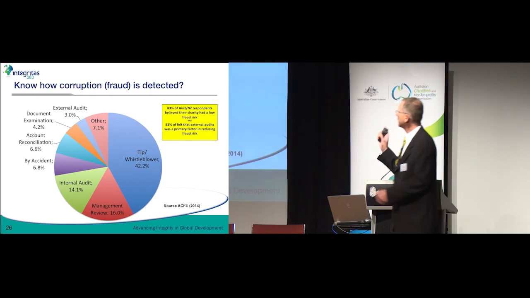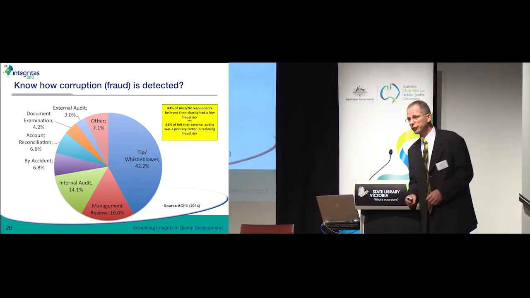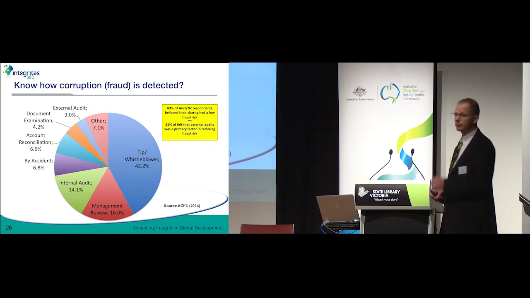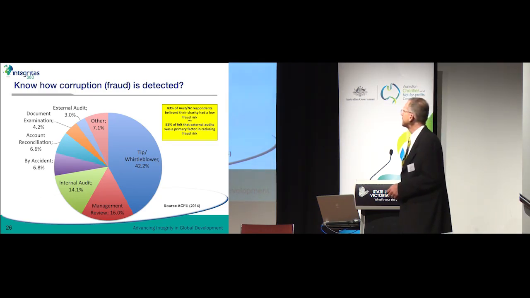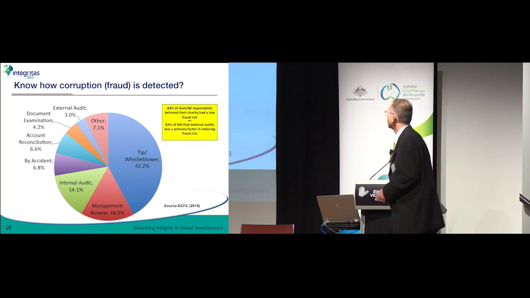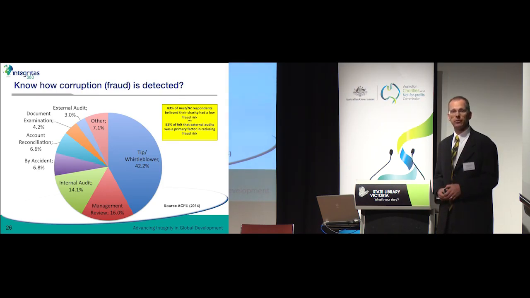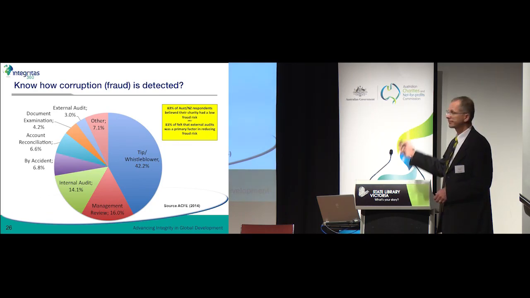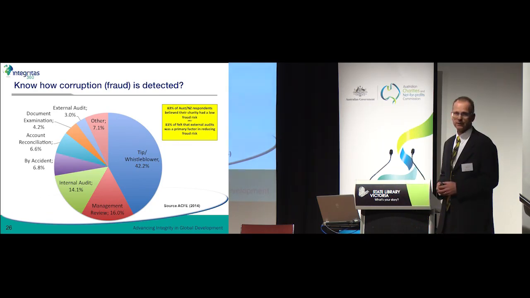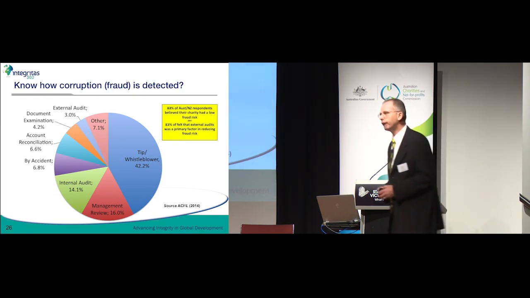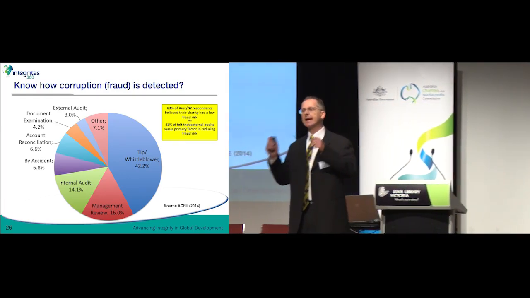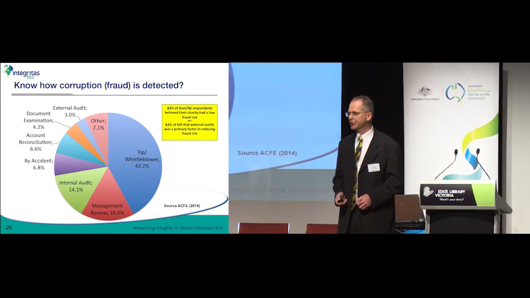And the reason I put that up there is if we look at the BDO review of charities in Australia and New Zealand last year, oh, look at that. 83% of Australian and New Zealand respondents believed that their charity had a low fraud risk. Why? Because we were externally audited. Now, you have twice the chance of picking up fraud within your organisation by accident than you do by an external audit.